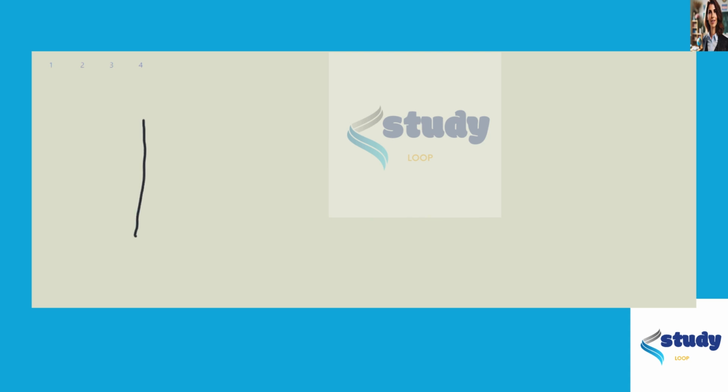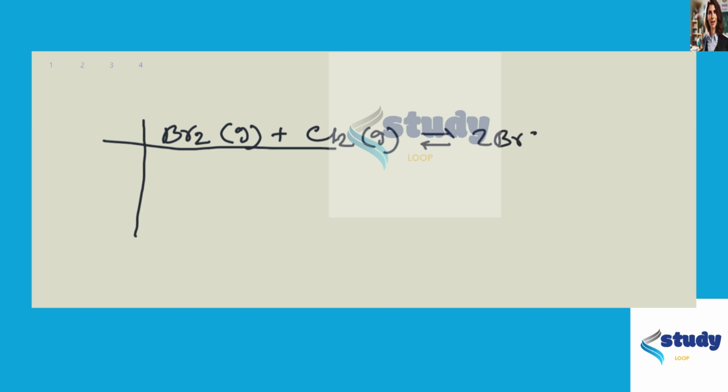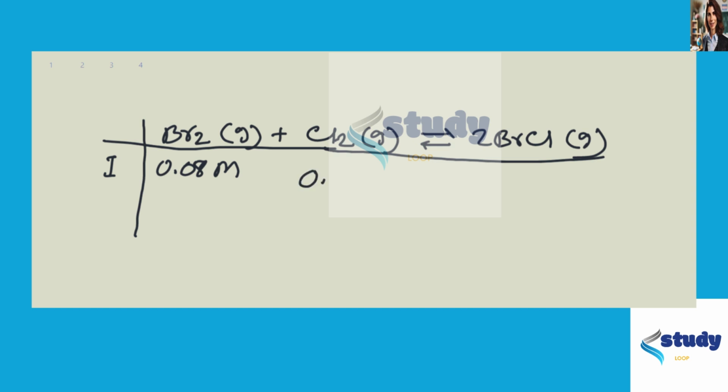So the reaction is bromine plus chlorine in equilibrium with 2BrCl. The initial concentration for bromine is 0.08 molar. The initial concentration for chlorine is 0.18 molar, and the initial concentration for BrCl is 0.